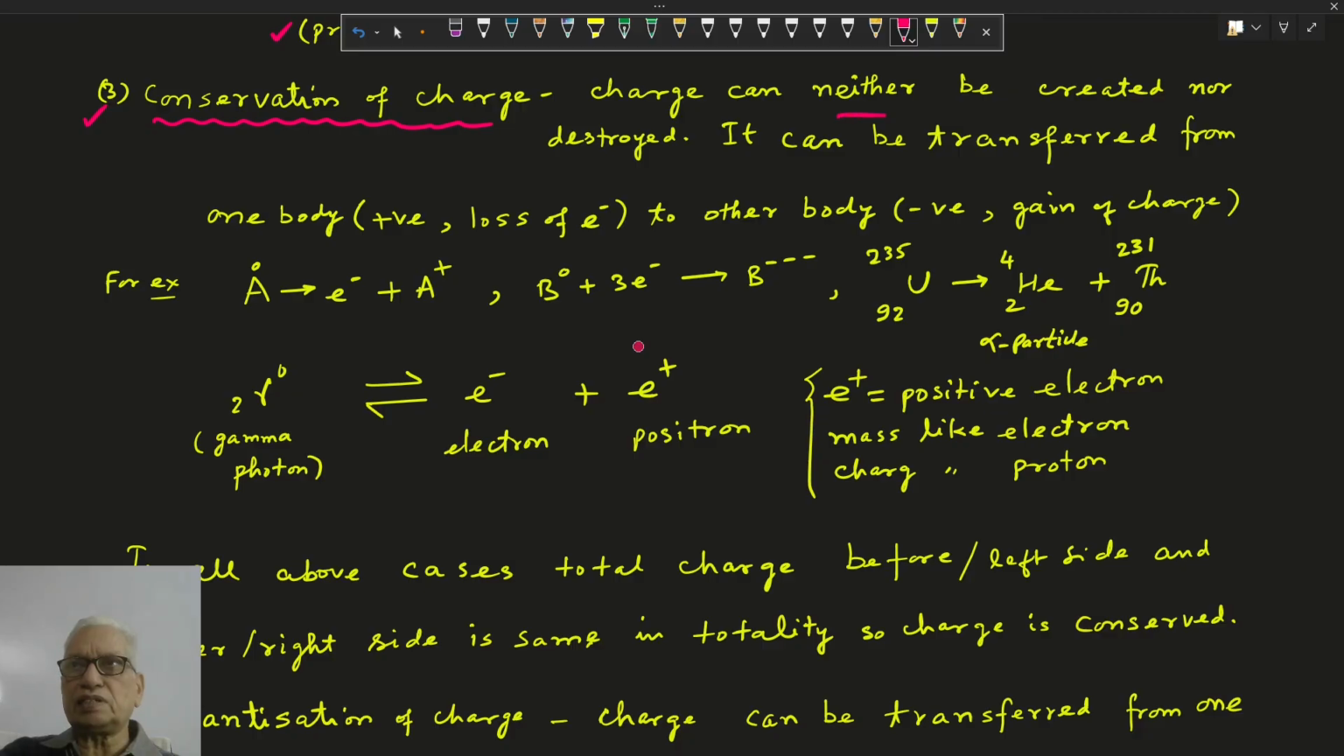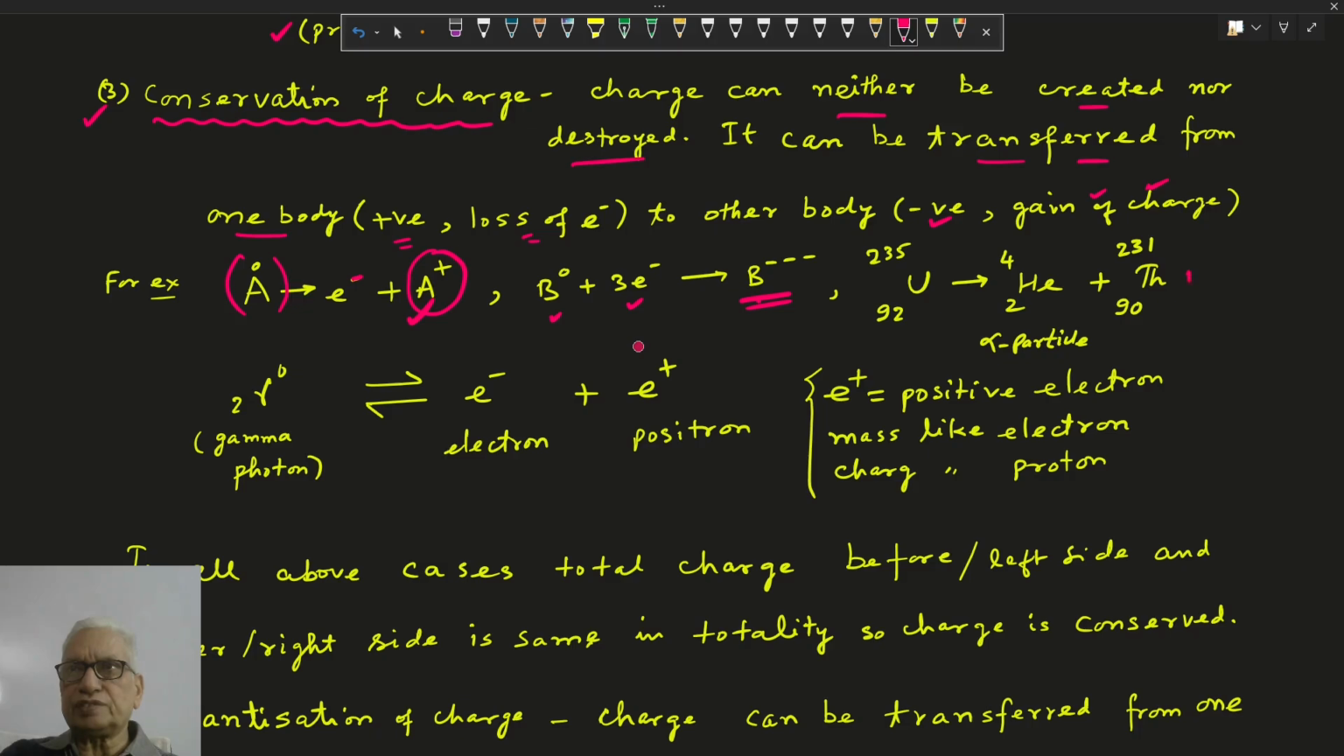Now the third property is conservation of charge. Charge can neither be created nor destroyed. It can be transferred from one body, positive charge, loss of electrons, to the other body, negative charge, gain or extra electrons. For example, if we take one electron from a neutral atom, the residue will be positively charged, a positive ion. For a neutral body, if we supply 3 electrons, it will become negatively charged. In both cases, charge is conserved in totality: plus 1 minus 1 is 0, and 0 plus 3 minus 3 is 0.